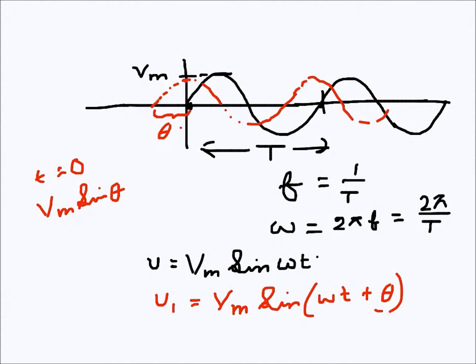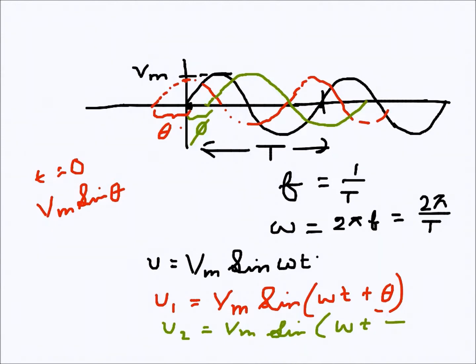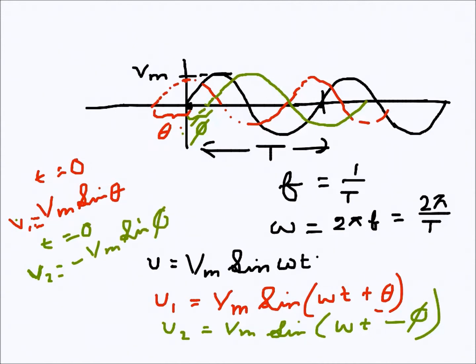And similarly, if we have another wave which starts here and then goes like that, and say this one is φ angle, so this one is v2 = Vm sin(ωt − φ), lagging the black one by angle φ. If we extend this, when t is equal to 0, this one was for v1, and this one will be for v2, minus Vm sin φ, because sine of minus φ is minus sine φ. So yeah, this is just the concept of leading and lagging.